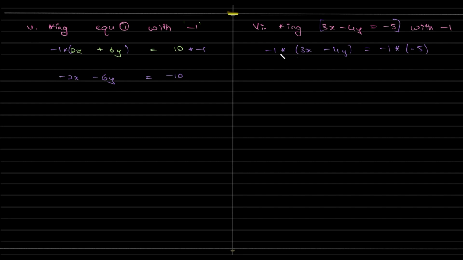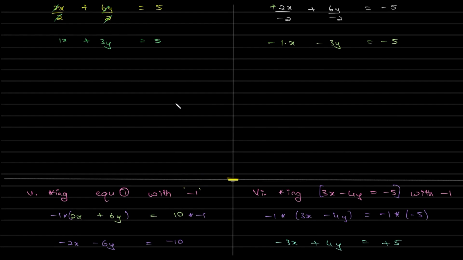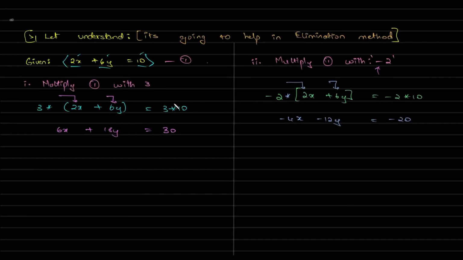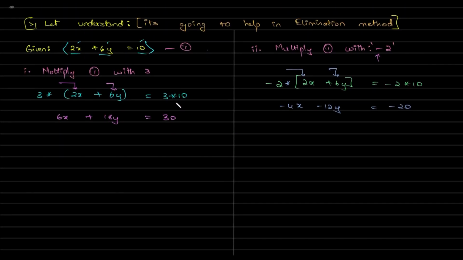So negative 1 into 3x is negative 3x. Negative into negative is positive. 1 into 4 is 4y. Negative into negative is positive. 1 into 5 is 5. So all of this is important. So yeah, do understand and try to do a few of the questions on your own as well.